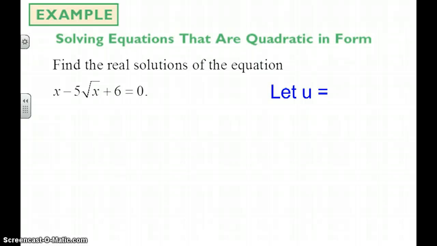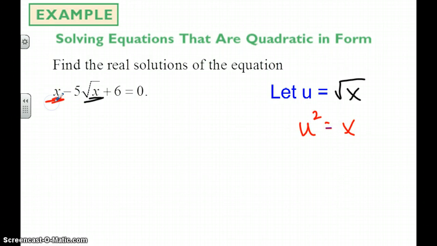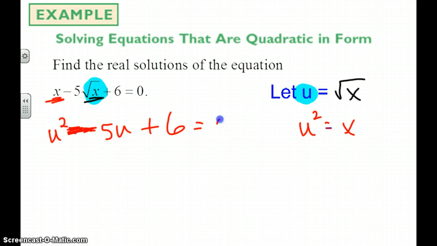Over here, my u substitution would be that middle term, the square root of x. And we can test it, because if you square both sides, I get u squared is equal to x, which is exactly what I wanted for the first term. So if I do my substitutions correctly, x is my u squared, negative 5 times this term, which is the square root of x, so I'll plug in a u. Oops, this is a minus here. So u squared minus 5u plus 6 is equal to 0.